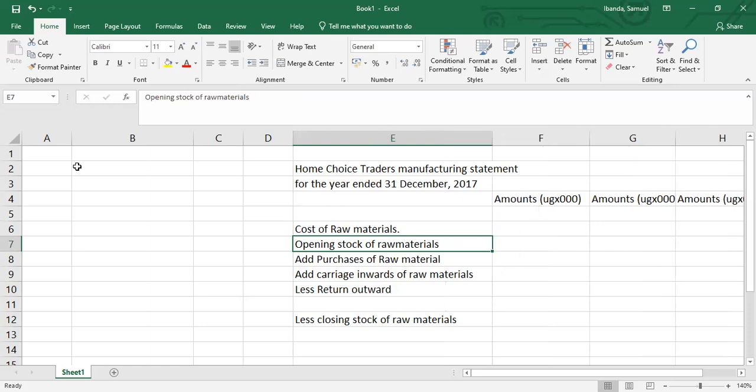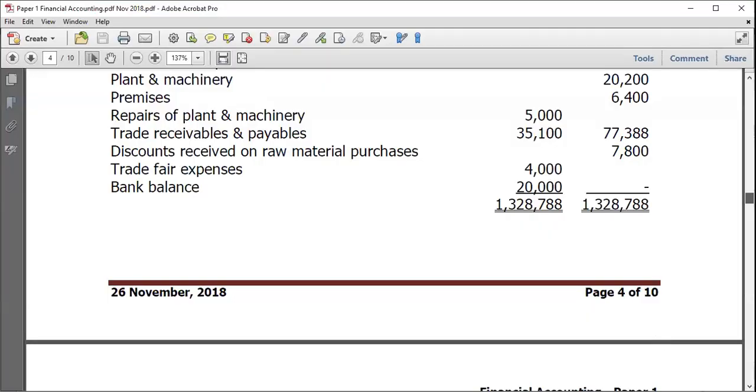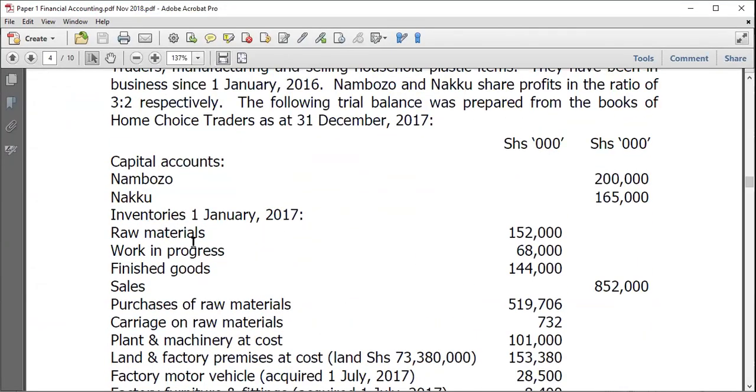Because I know you know the cost of sales, but you may be challenged with this. So what I'm going to do is look for my opening stock of raw materials. In most cases, this opening stock of raw materials is given by the examiner. So when you come up here, we had our opening stock of raw materials. And what did they give us? They gave us 152. So I'll just pick the 152 and bring it to put here, okay?